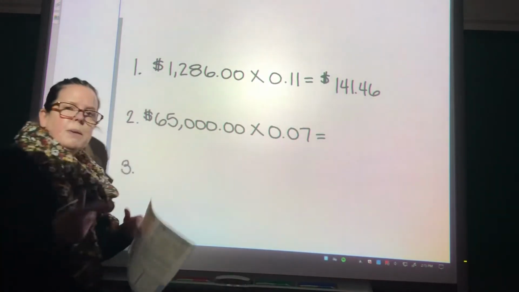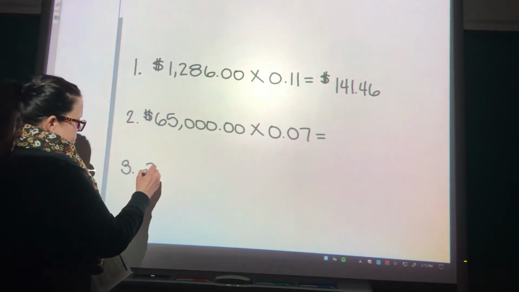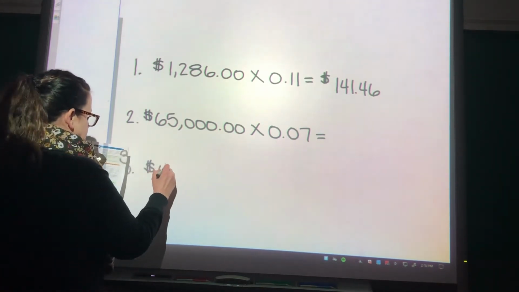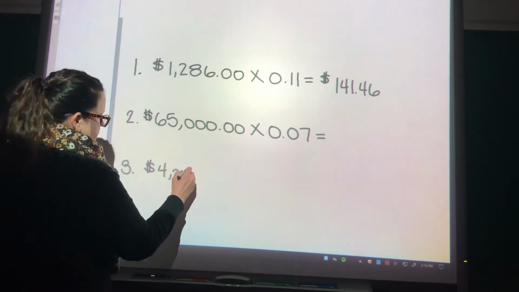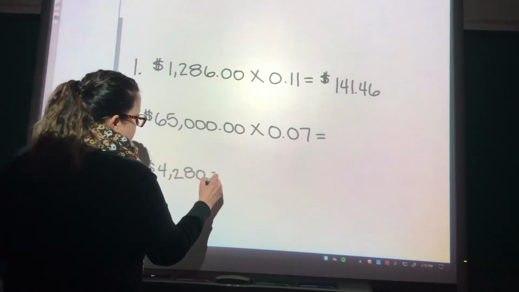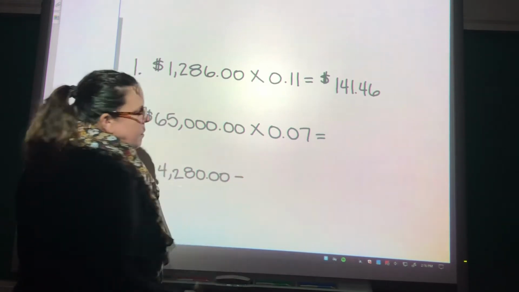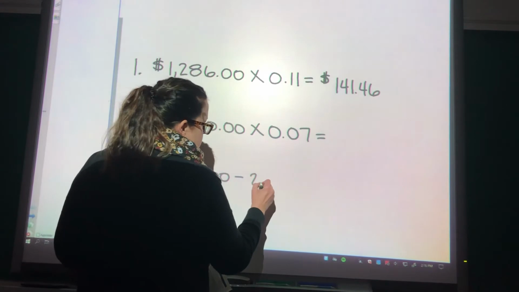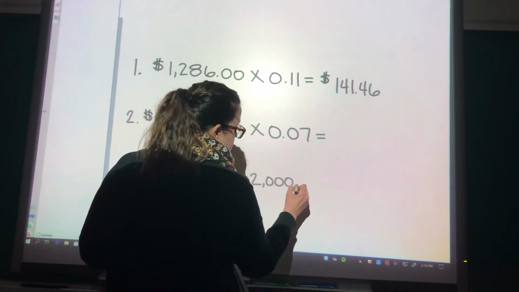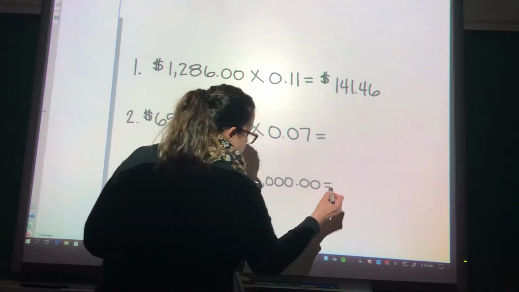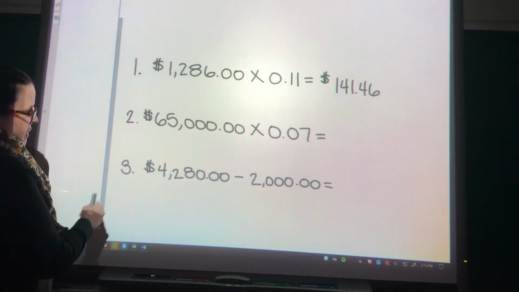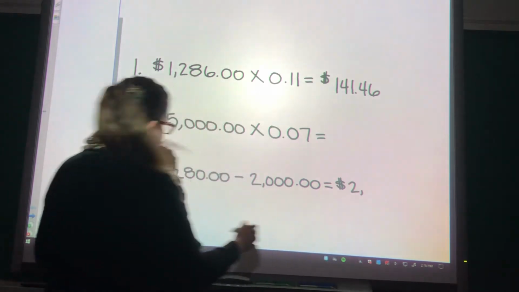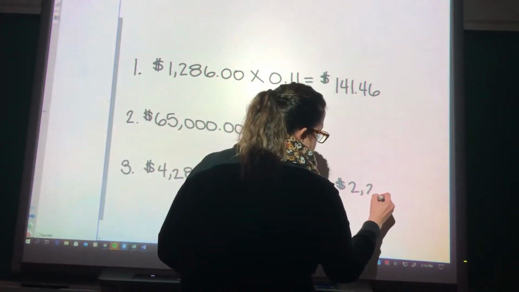So we have a couple of steps we have to do with this one. We're going to start out with how much she did sell, $4,280. But now remember, we have to take away the $2,000 because that first $2,000 she gets no commission on at all. Okay? So when we do that, we are left with $2,280.